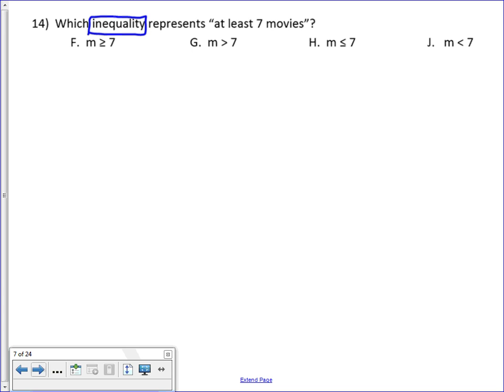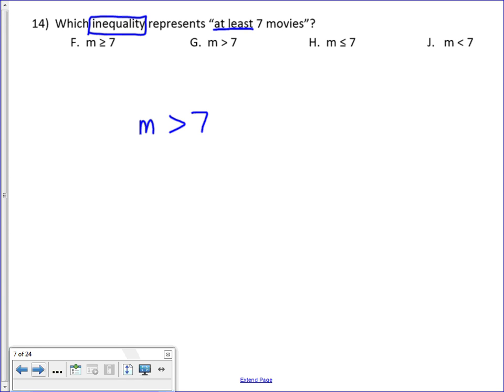Now, this is that weird thing where it says at least 7 movies. I hate this word. That always makes me crazy. At least 7 movies. That means that M is at least 7. So is M more than 7 or less than 7? If it's at least 7, that's the lowest it can be, is at least. That means that M has to be greater than 7.